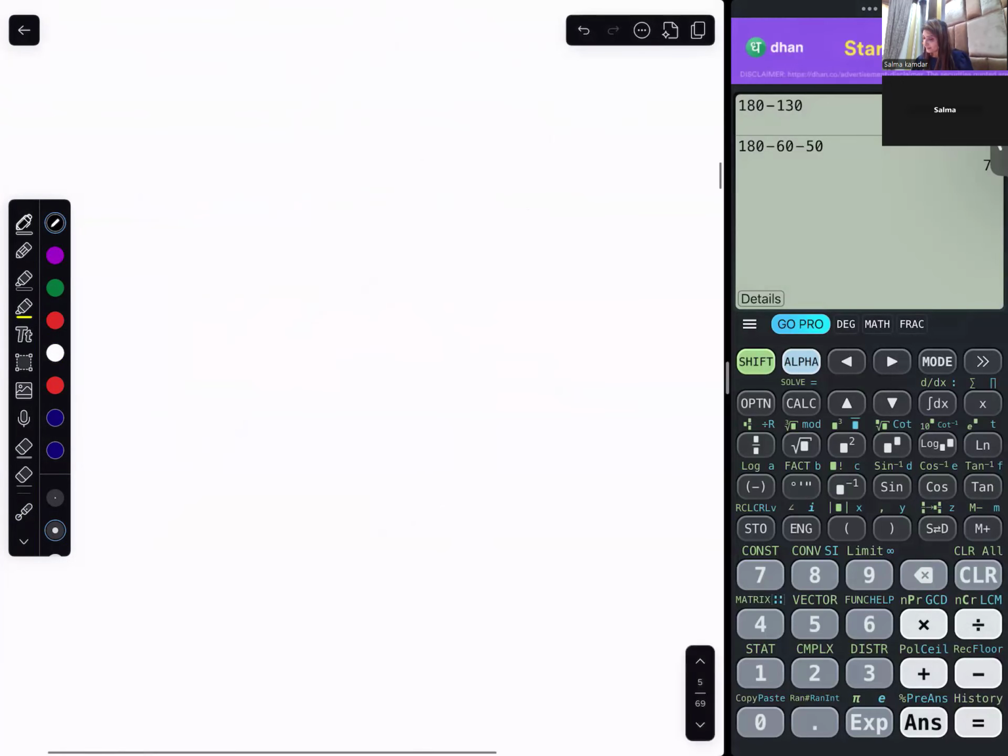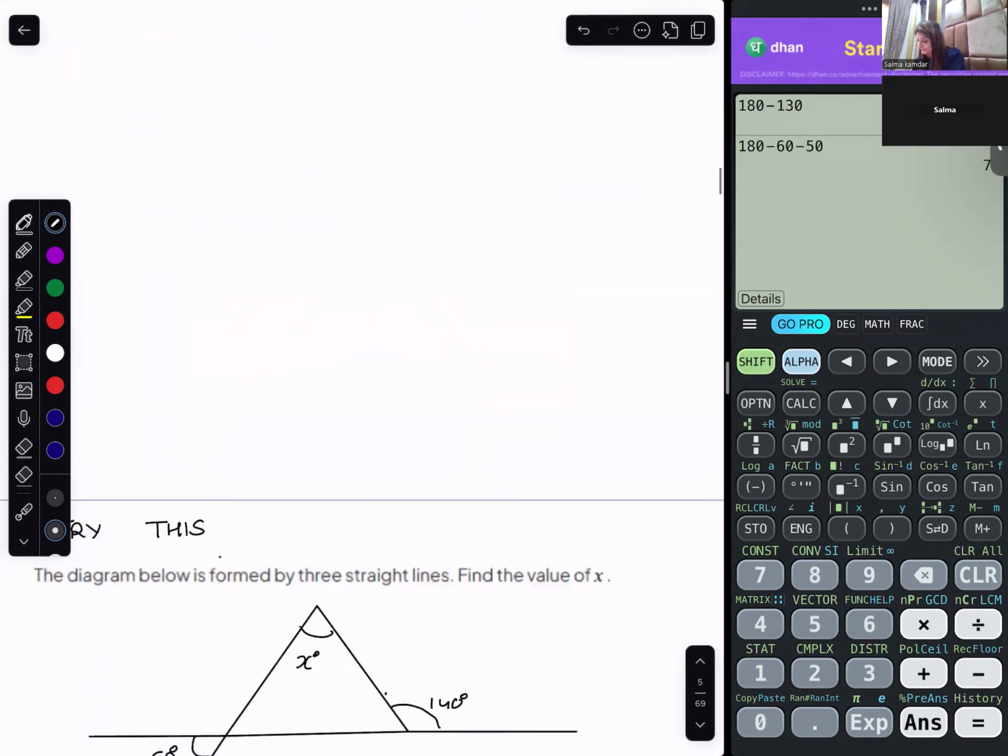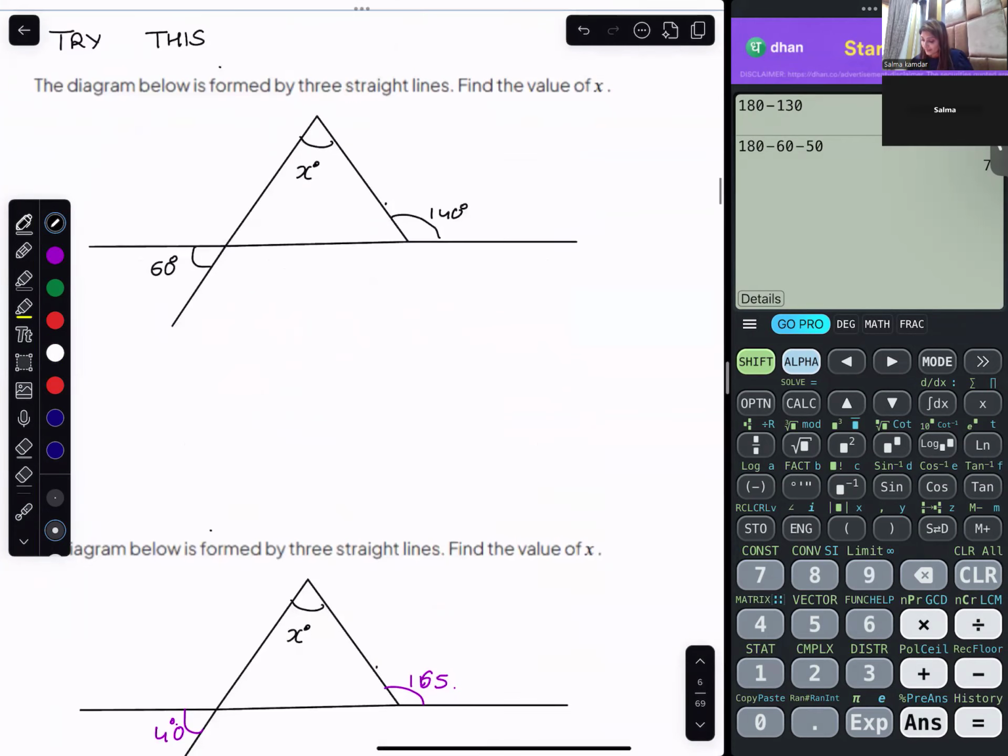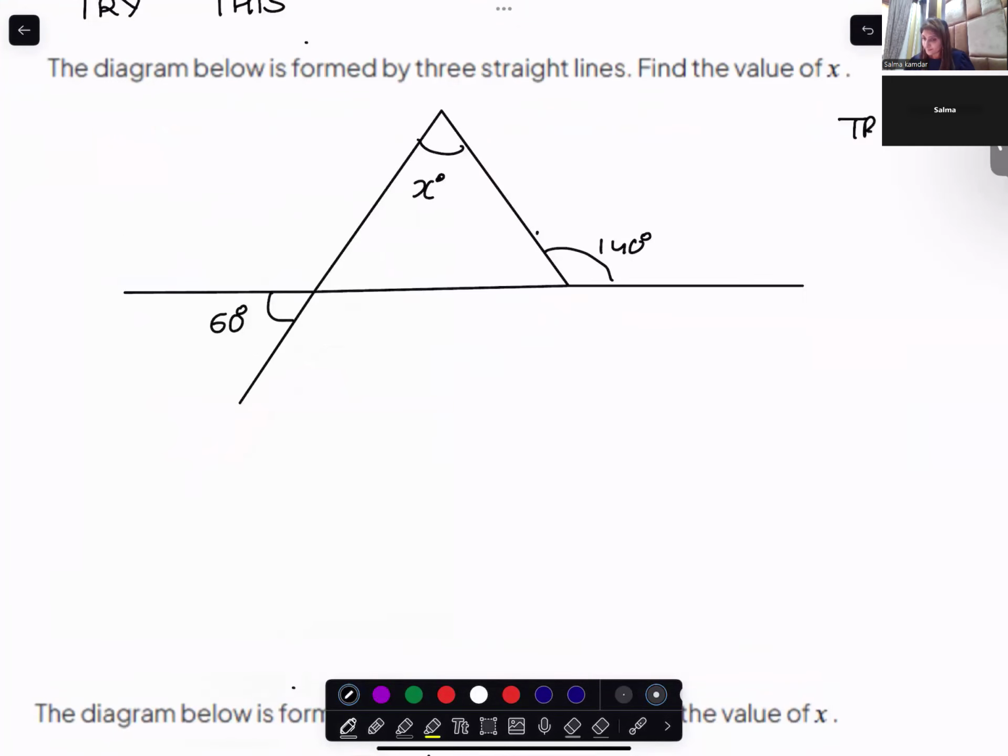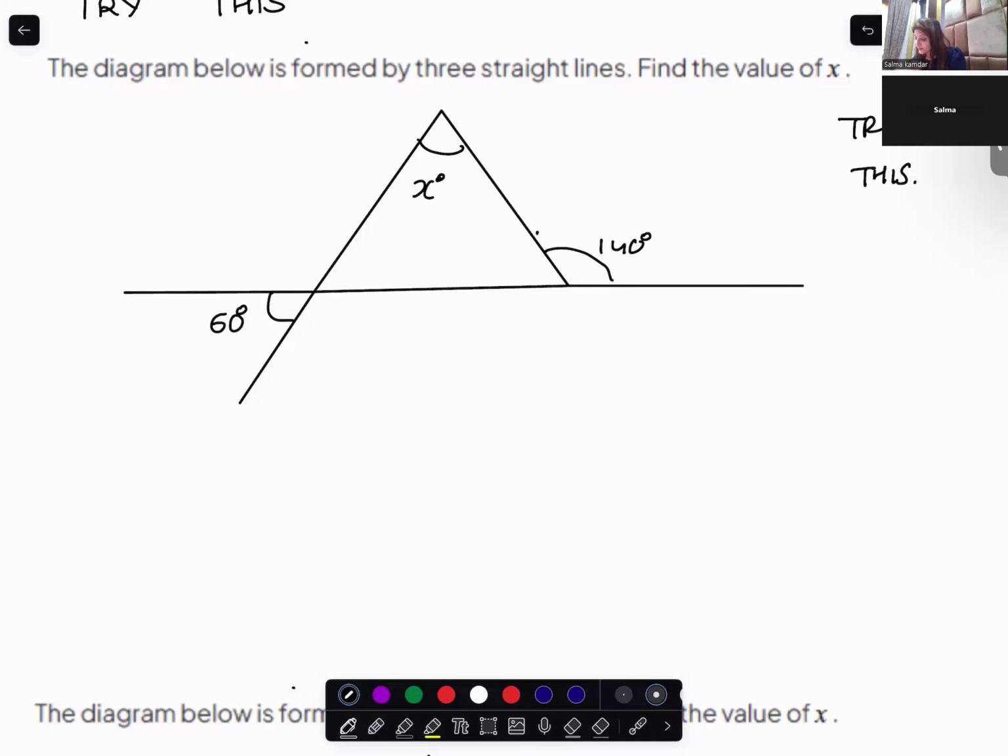I'll give you another sum which I want you to try. You can pause the video and try to find the value of x. Since you've tried, let's see. Vertically opposite, so this would be 60. Angles in a straight line 180. This is 140, so this will be 40. And all these three add together to 180. This is 100, so this would be 80.